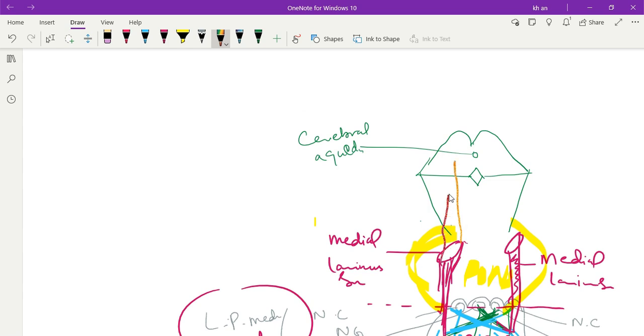Now these are the second order neurons, if you remember, and they are called the medial lemniscus. Why? Because of the structure. Now they will come to the midbrain, and from the midbrain they will go further above, into the brain.